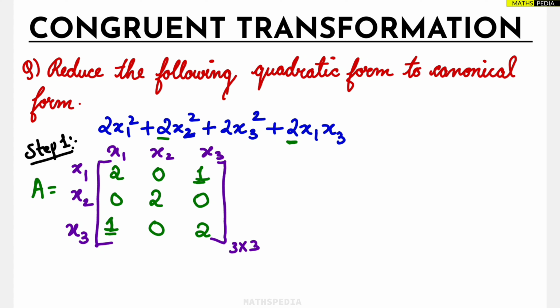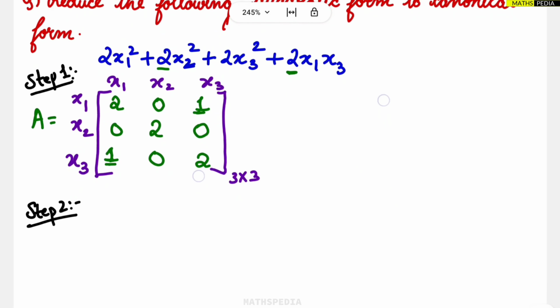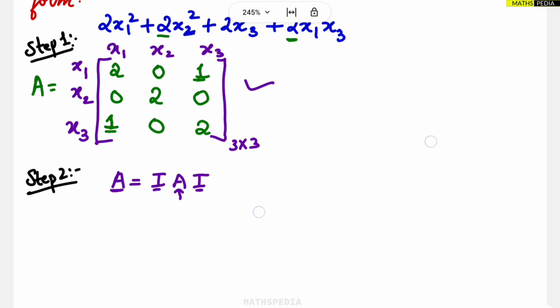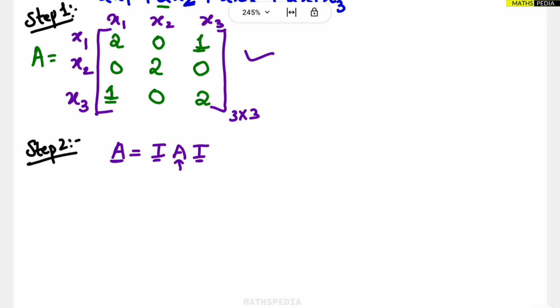Simple. Second step in the congruent transformation: whatever A matrix we found out should be equal to I into A matrix into I matrix. Now what is the I matrix? I is the identity matrix. Here also I is the identity matrix of the same order as A. Now this A should be kept as A itself. Remember, this particular A on the LHS side is nothing but the matrix we found just now. So let me write and show you. The A matrix will be written like this.